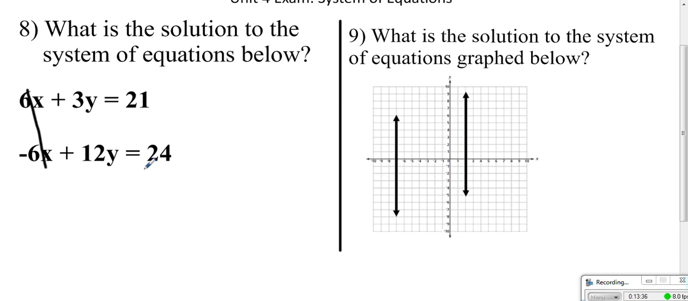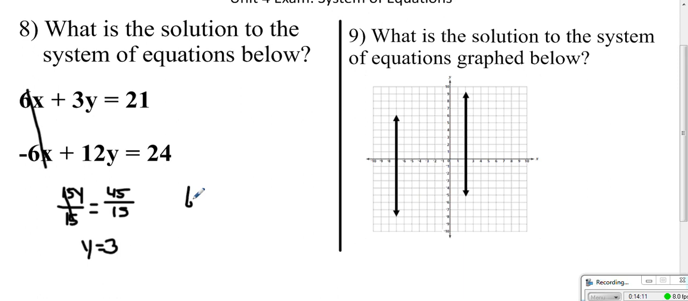What is the solution to the system of equations below? Definitely use elimination for this if they don't say anything else to you. If they give you the choice of using algebraic methods, then you definitely go ahead and use whatever method that you think is easiest. So now you get 15y because 12y plus 3y is 15y. You divide the 15 on both sides and you add 21 and 24 to get 45, and you will get y equals 3. And that is nice and easy.